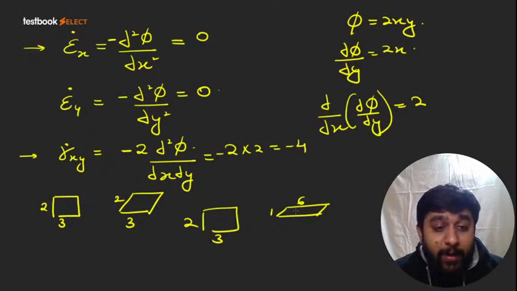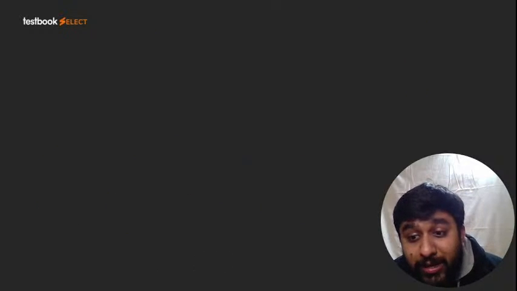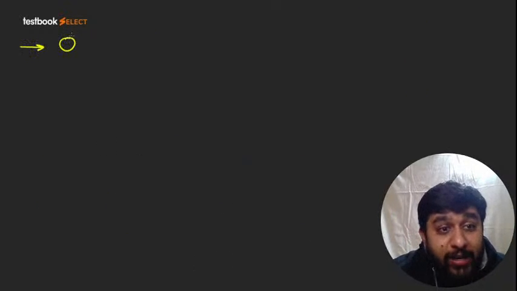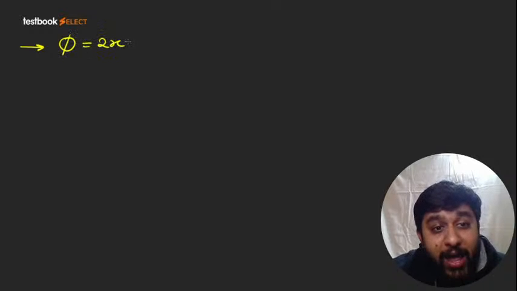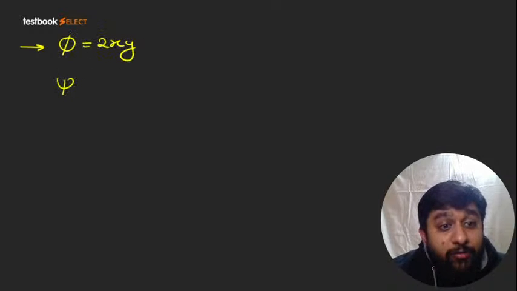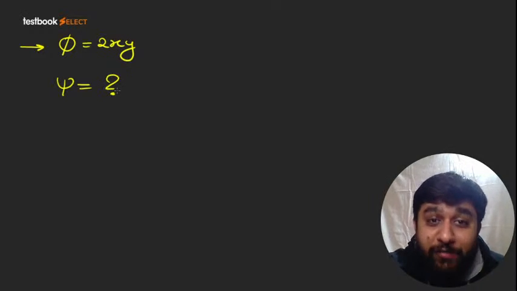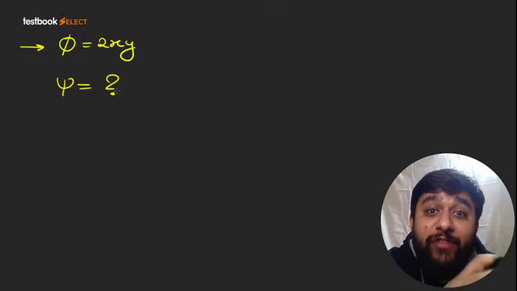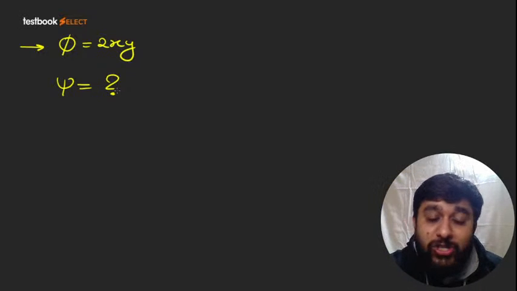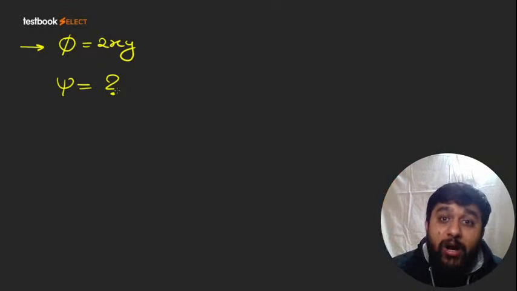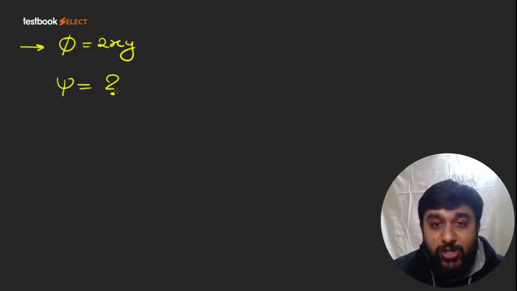Let's be quick. Last question. What can be the last question from this? So they are asking you, phi is given to us as 2xy. What is the stream function of the flow? Just like in the stream function case we found the velocity potential function, here from the velocity potential function we will go inverse. We will find out the stream function.